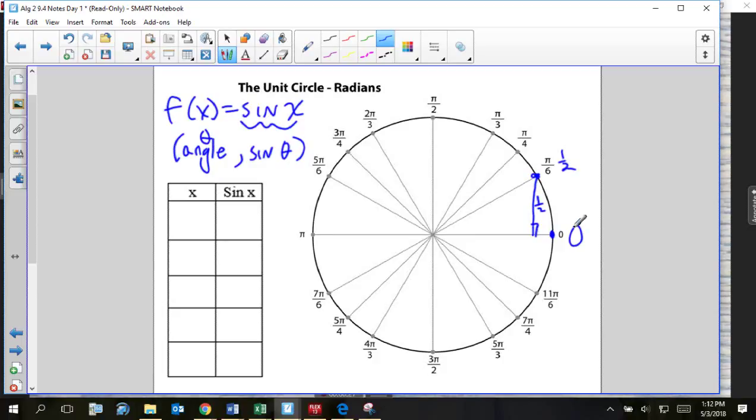So at pi over 4, we go over X amount, but then we go up how far to get to pi over 4? That's radical 2 over 2. Now, we're going to be graphing this on the graph below, and on the y-axis, you aren't going to be able to find radical 2 over 2. So we need to decimalize it, we need to approximate it.